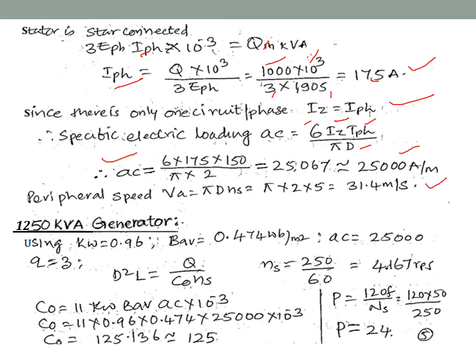So now whatever the data, B average and AC we got in this problem, we have to use it for 1250 kVA and find the dimensions D and L. So KW we have found out in the previous part, 0.96, B average is 0.474 Weber per meter square, AC is 25,000, Q is 3. So now the volume of machine is equal to Q by C naught NS. NS is 4.167 RPS. Now C naught we have to find out. In this you substitute KW here, B average here, AC here. So C naught comes out to be 125. Okay, P comes out to be 24.